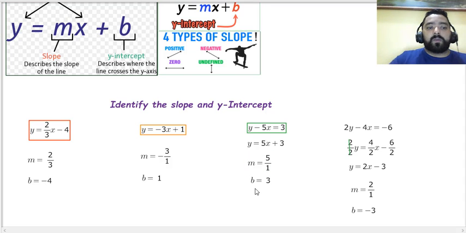Okay, and remember, the slope is the number with x, so it's the coefficient of x, and the y-intercept is the constant, and sometimes you have to isolate using the inverse operation, isolating like this.